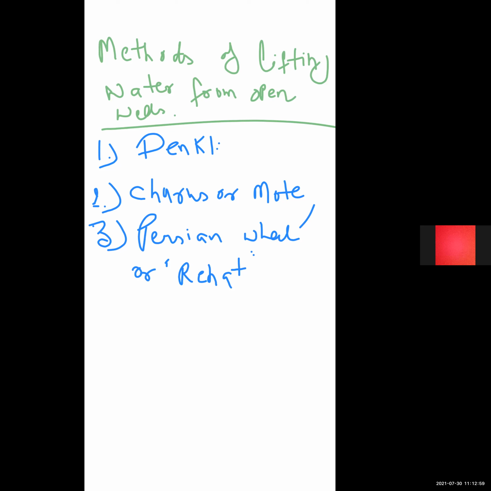The bucket is lowered into the well manually till it dips in the water and gets filled up completely with water. When the bucket is filled up, the manual pressure is released and the bucket comes up due to the effect of the counterweight, which goes down in the process. This process can be repeated and water is lifted from the shallow well.